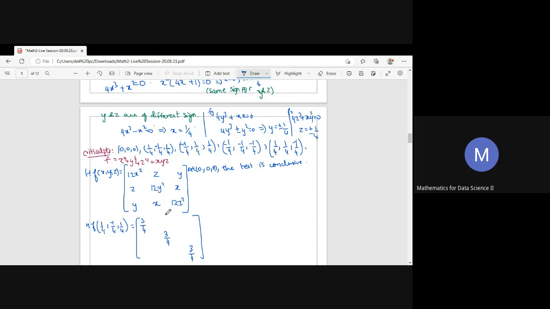Okay. And your z values are 1/4, 1/4. Y is -1/4, -1/4. And your x values are 1/4, 1/4. Okay. Fine. So we have to find the determinant of this matrix now. What is the determinant of this matrix?